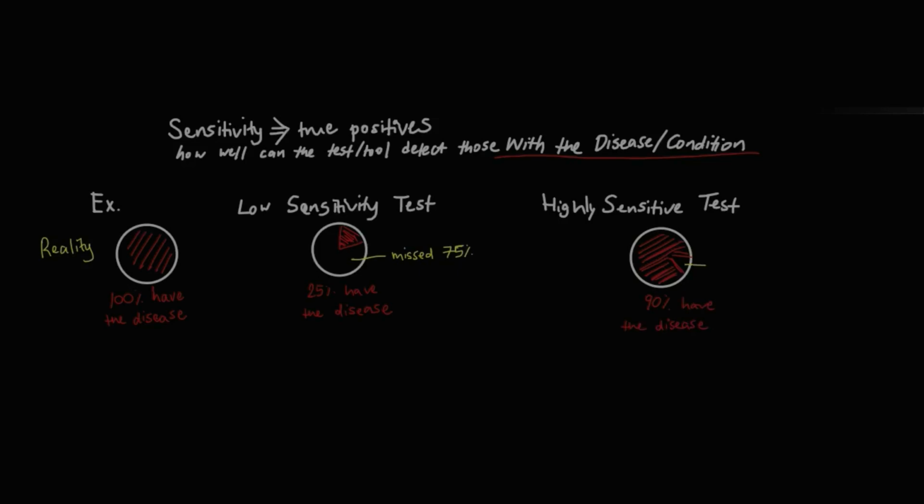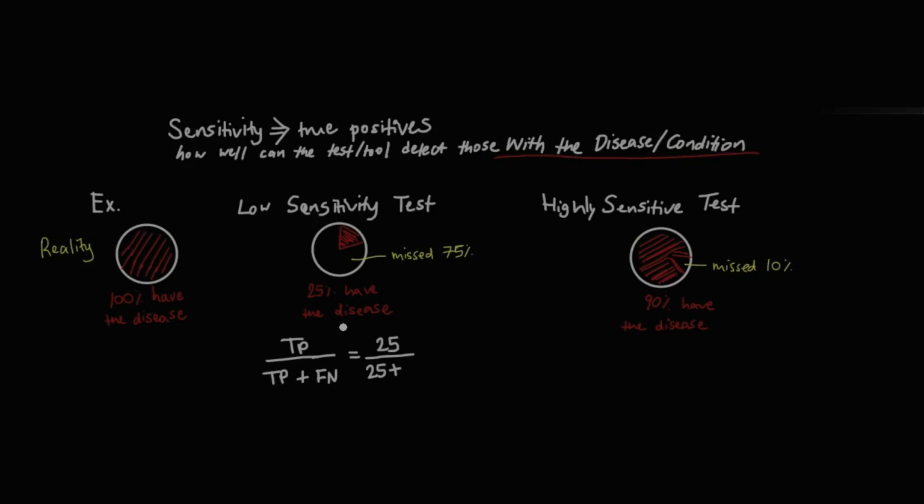To calculate your sensitivity, aka your true positive rate, you take your true positives divided by your true positives plus your false negatives. Keep in mind that all 100 people have the disease, but only 25 out of the 100 tested positive. So those are going to be your true positives because they tested positive and in reality they do have the disease. So they are truly positive.